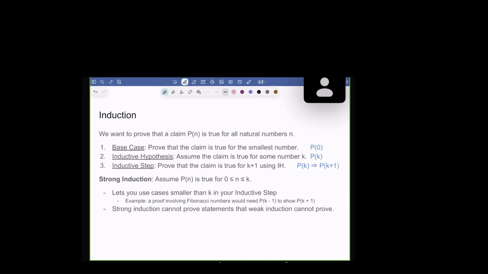The next step is the inductive hypothesis, and we assume that this claim is true for some number k. And our inductive step is to prove that the claim is true for k plus 1 using our inductive hypothesis.